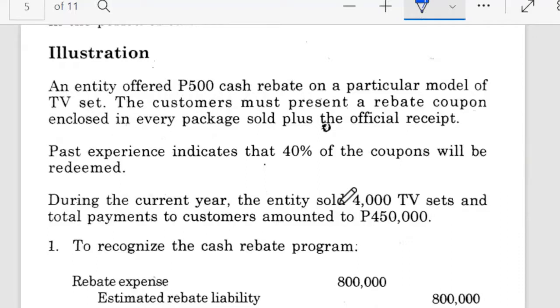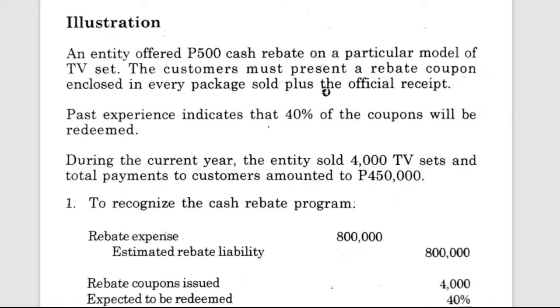For example, we have an entity that offered a 500 cash rebate on a particular model of TV set. The customers must present a rebate coupon enclosed in every package sold plus the official receipt. Past experience indicates that 40% of the coupons will be redeemed. During the current year, the entity sold 4,000 TV sets, and total payments to customers amounted to 450,000.